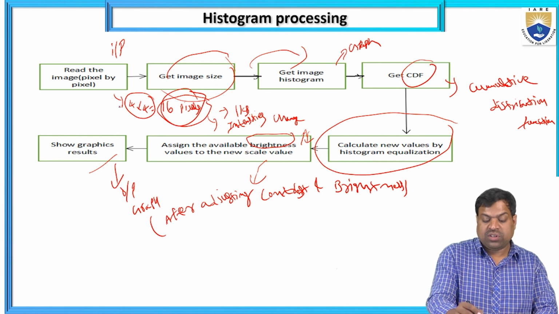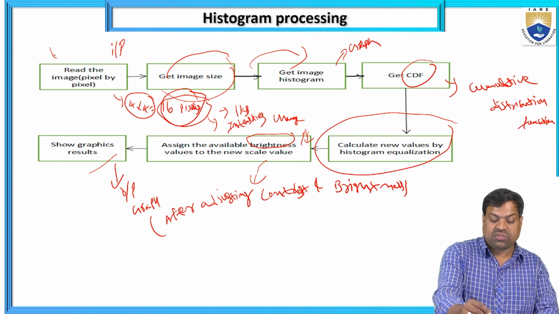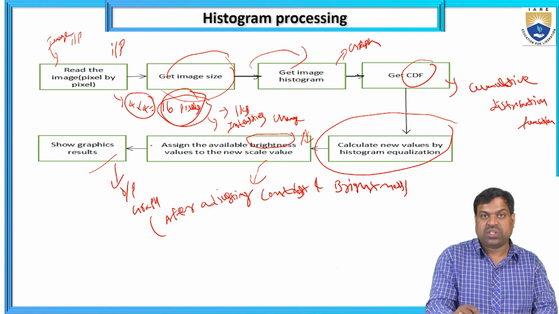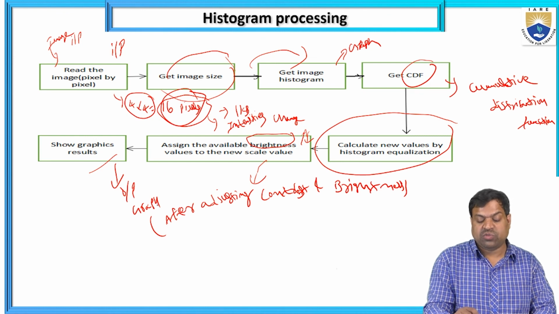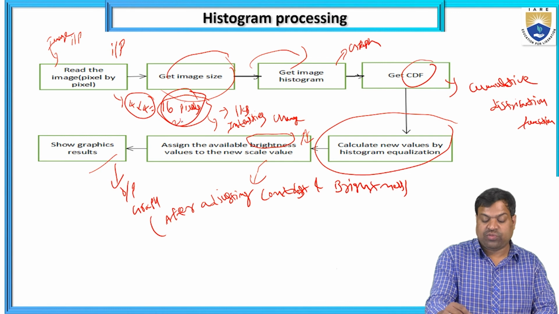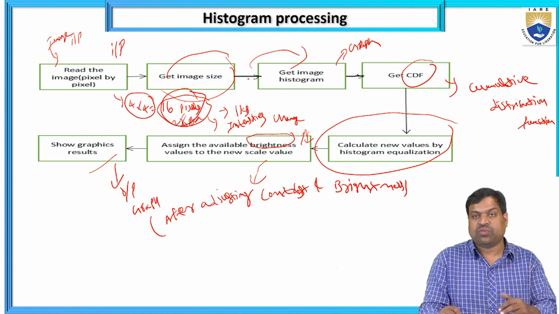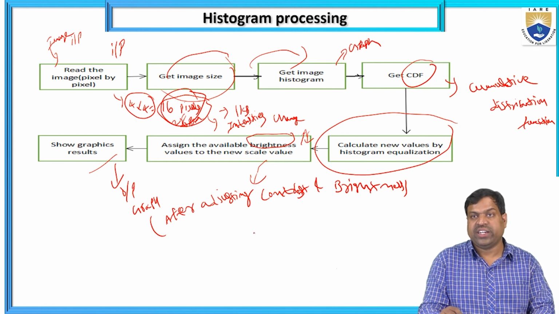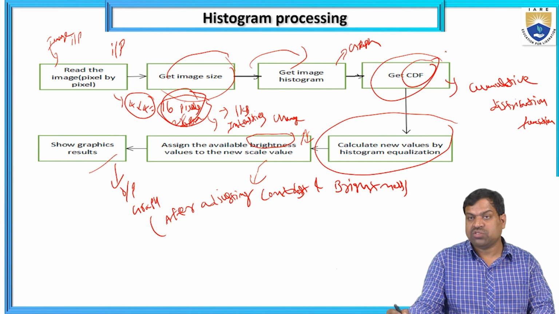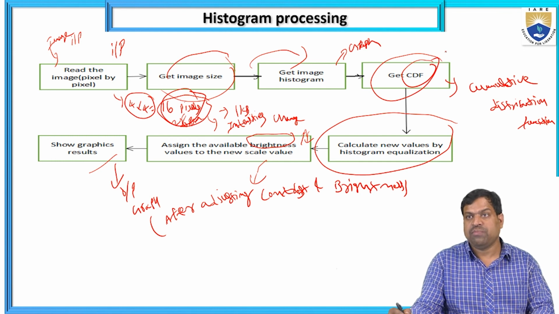So it is one block diagram. Here, the first input is the image. Read the image pixel by pixel, for example taking 16 pixels or 256 pixels, whatever it may be. So get the image size from the pixels. We have to find out the size, get the image histogram, and get the CDF, the cumulative distribution function. We have to find out the value of the CDF.